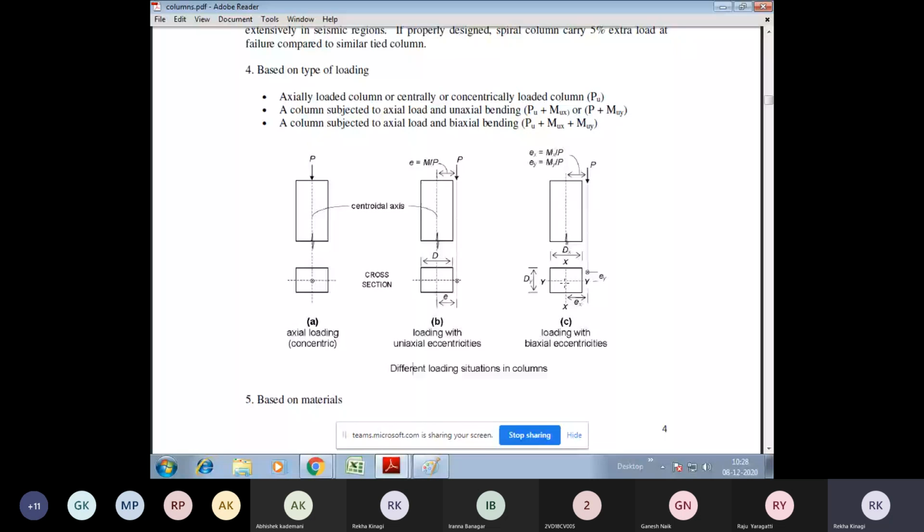So in this position we have biaxial bending, because the point of loading is displaced from the centroidal axis in both directions. So we call it biaxial bending. And here we need to consider PU, that is the axial load, MUX, moment in x direction, and MUY, moment in y direction.